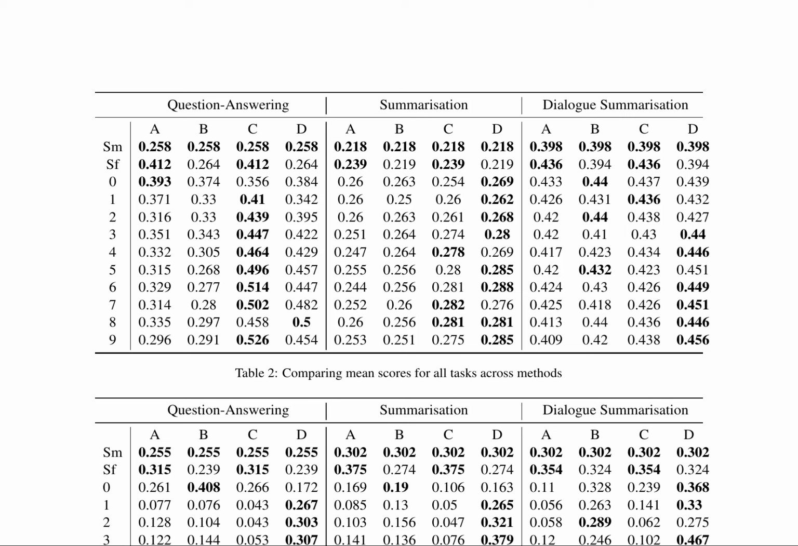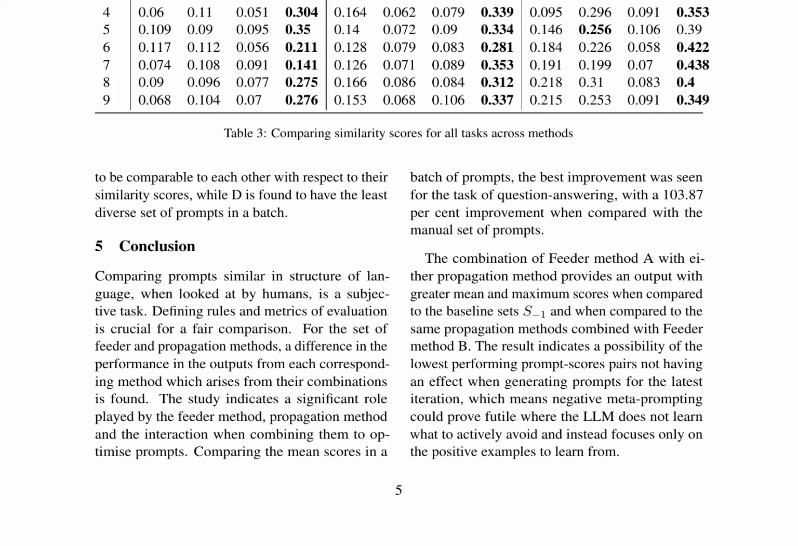The findings indicate a substantial role played by the feeder method, propagation method, and their interaction in optimizing prompts. For instance, the combination of feeder method with certain propagation methods shows better mean and maximum scores compared to baseline sets. The study also highlights the possibility of the lowest performing prompt scores pairs not having an effect, suggesting that negative metaprompting might be futile in certain cases.